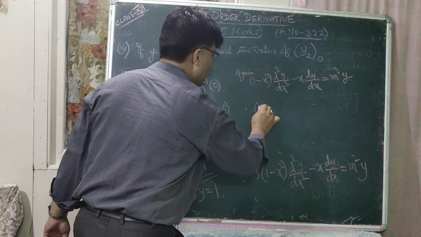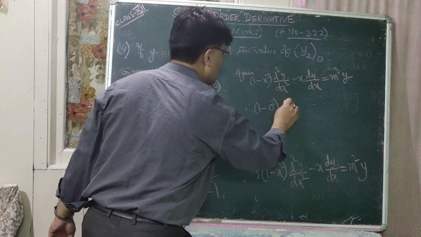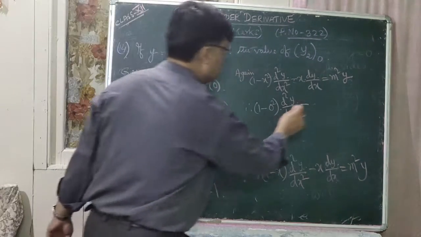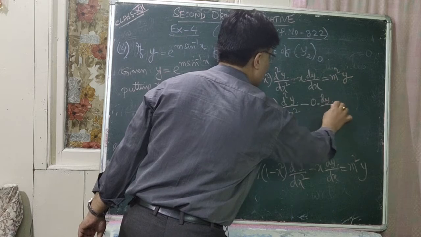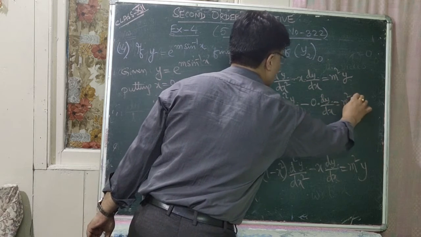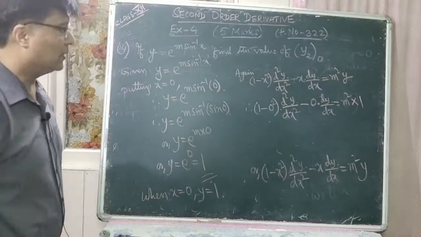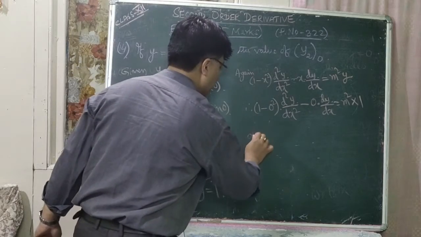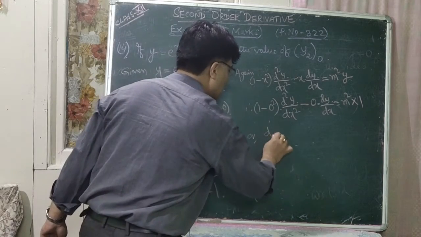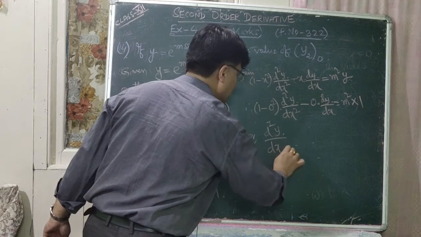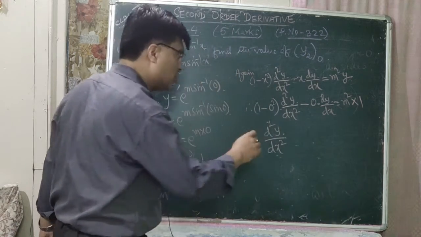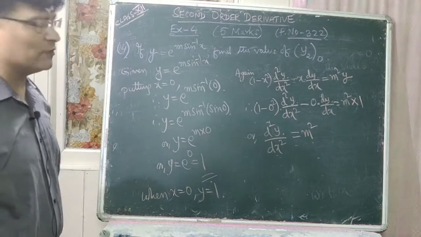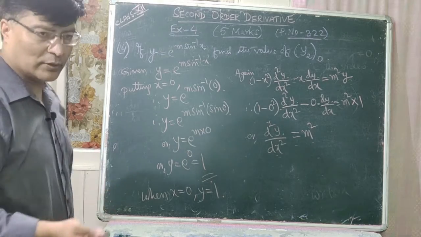So therefore 1 minus 0 square into d2y by dx square, minus again, what is x? 0. 0 into dy by dx, which is equal to m square into 1. That is the value for y is 1, right? So this is 1 minus 0, which is 1. So it is d2y by dx square minus 0 into dy by dx, that is 0, which is equal to m square into 1, which is m square. So we have got the value for d2y by dx square, which is equal to m square.